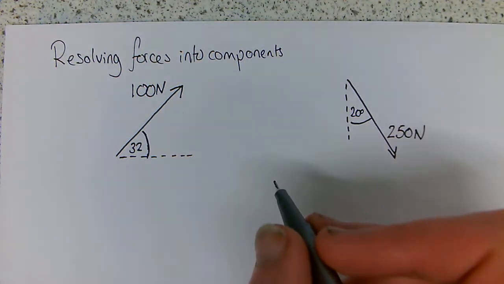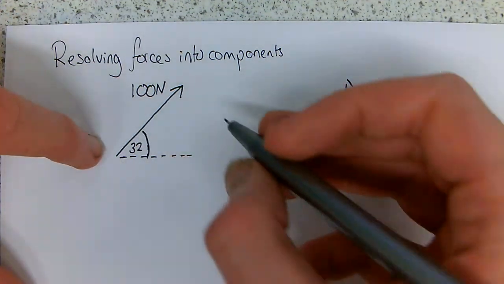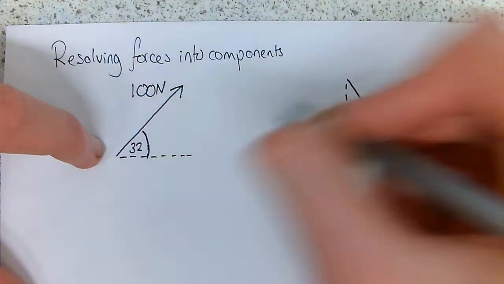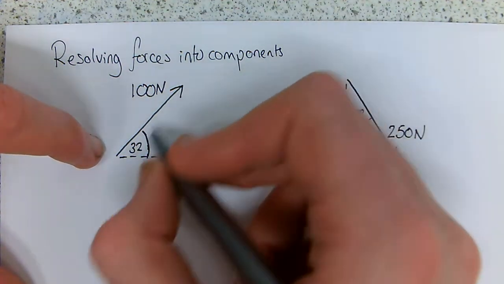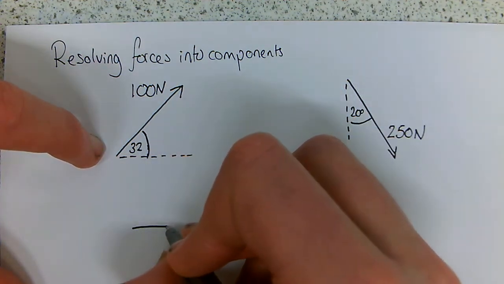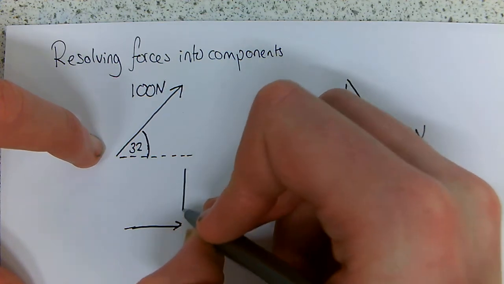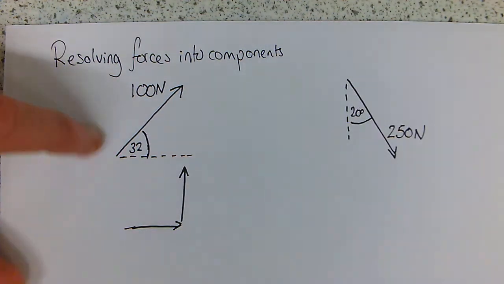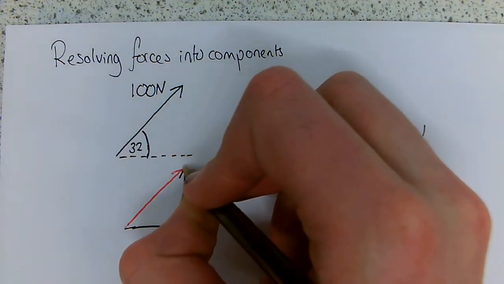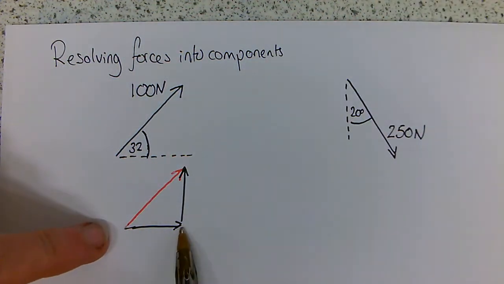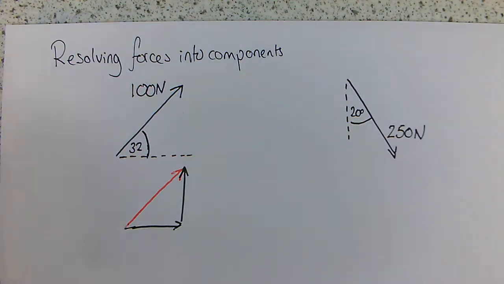Now, what resolving means is that you are taking a force at an angle and you are splitting it into two forces that are at right angles to each other. So you'll be taking this force and splitting it into its horizontal and its vertical components. Now, if we take a different colour and just add in our original force, we can see that when we put them tip to tail, we get exactly the same result.